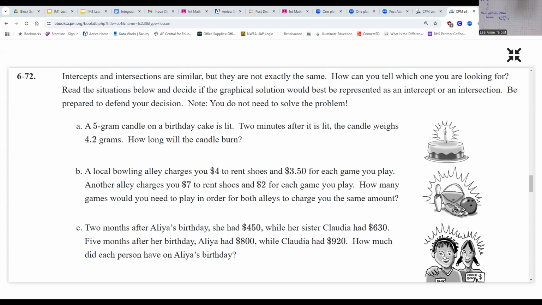Anyway, how much did each person have on Aaliyah's birthday? Intercept or intersect?